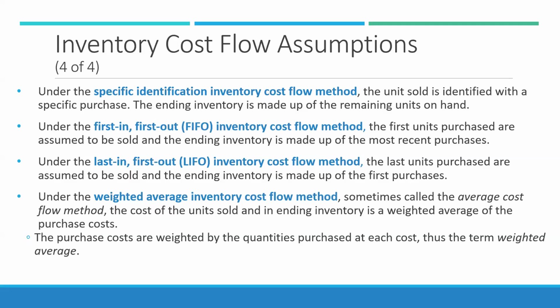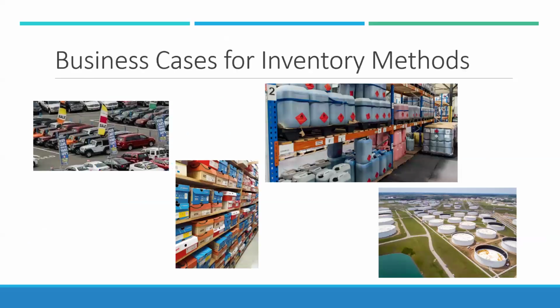So for specific identification cost flow method, think of this as a used car lot. Every single car is unique in a used car lot. Every single car has a VIN number, and they purchase them all for different amounts. So it makes sense to use specific identification for that kind of thing because we know what each unit of inventory costs. They're not unique.